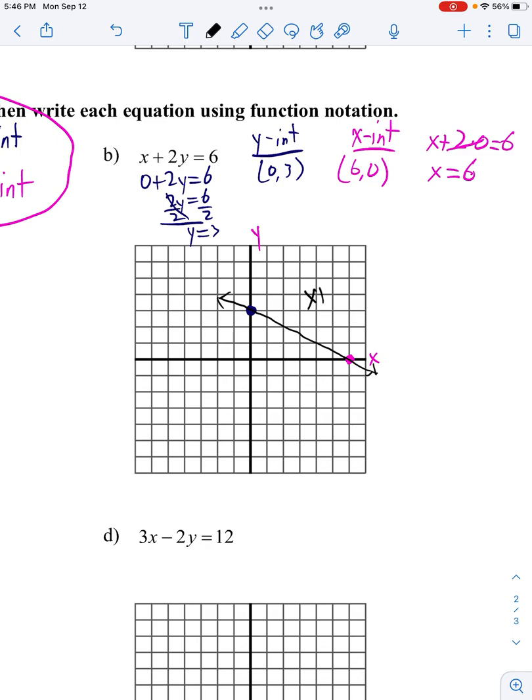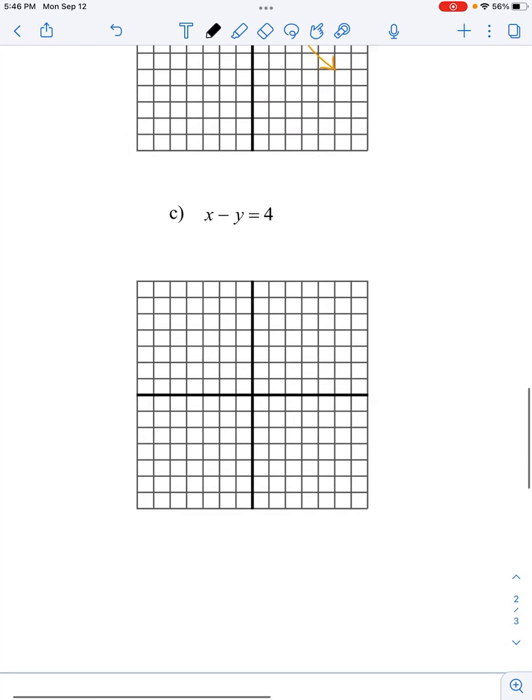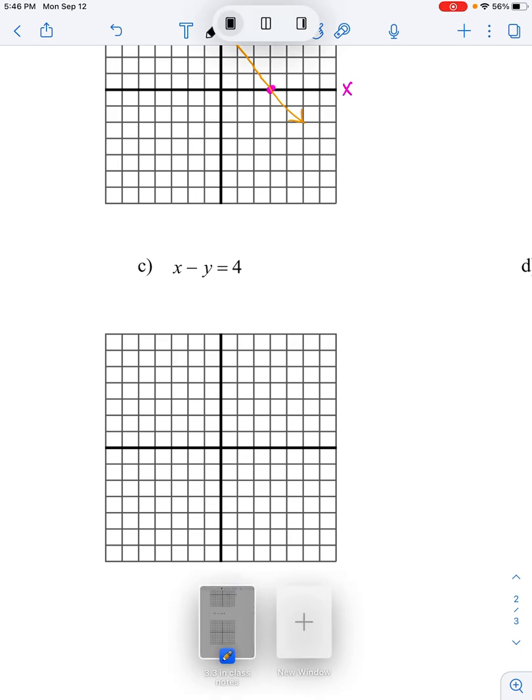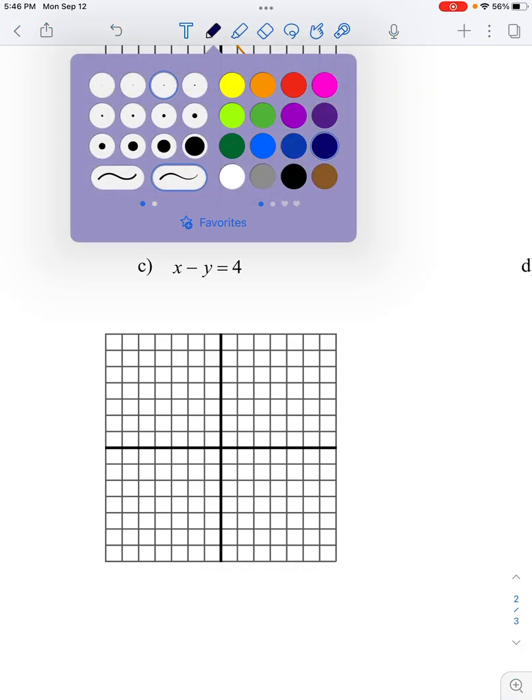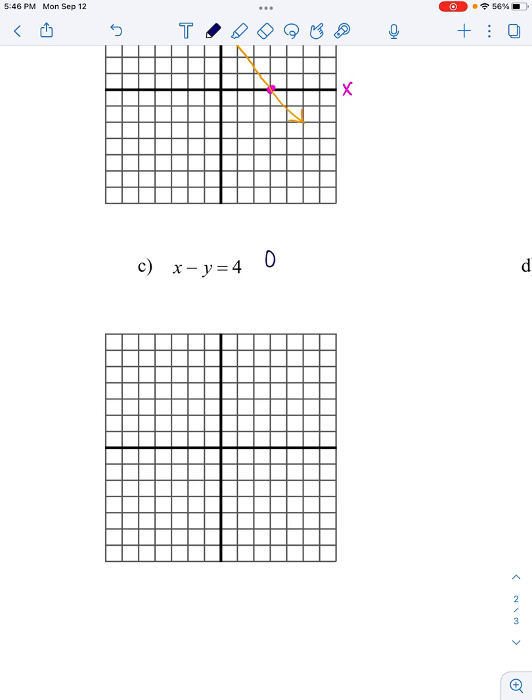So that's the line x plus 2y equals 6. All right, another example, part C, x minus y equals 4. So let's get the y-intercept. So 0 minus y equals 4, or y equals negative 4. Okay, so the y-intercept is (0, -4), because my y equals negative 4. So that second coordinate here is negative 4.